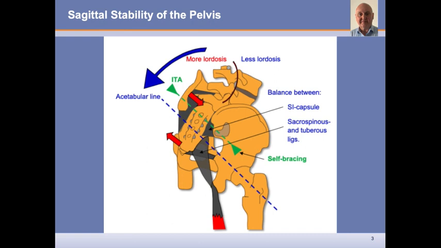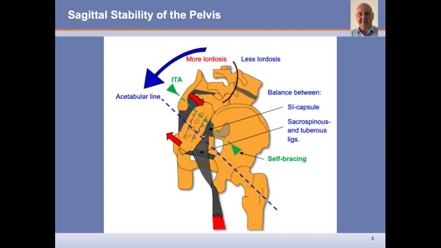The balance between the descending and ascending force is maintained structurally by the shape of the sacrum and by the shape of the sacroiliac joints. So the more compression from above, the more compression we get in a lateral-medial direction towards the inferior part of the sacroiliac joints. This is called self-bracing.